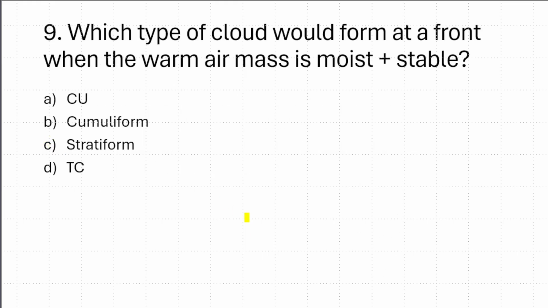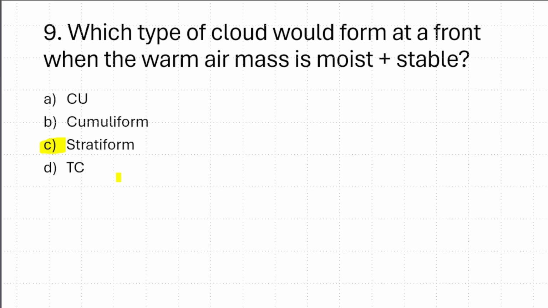Question 9. Which type of cloud would form at a front when the air mass is moist and stable? I'll give you a second to pause the video. The answer for this question would be C, stratiform clouds, right? So we know that the weather associated with a front has to do with the moisture content and stability of the warm air mass. So when the air is moist and stable, which is one of our keywords here, we're going to be getting less vertical development in our clouds, right? So we're going to be getting stratiform clouds.